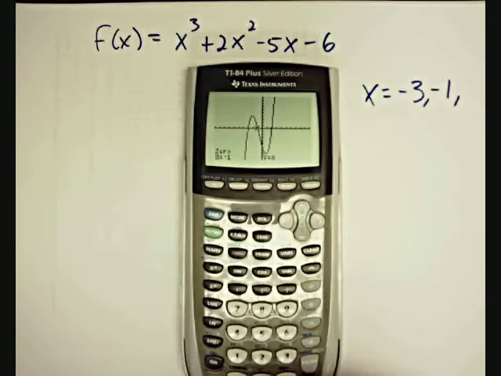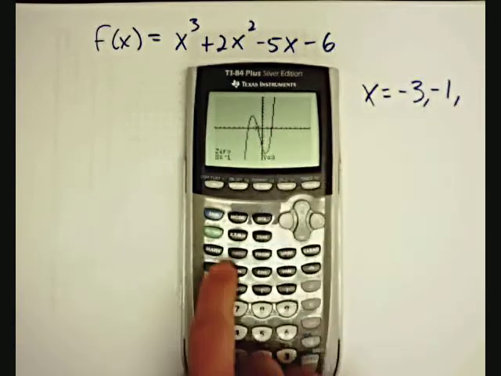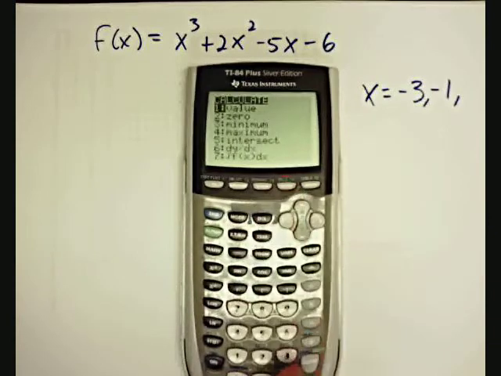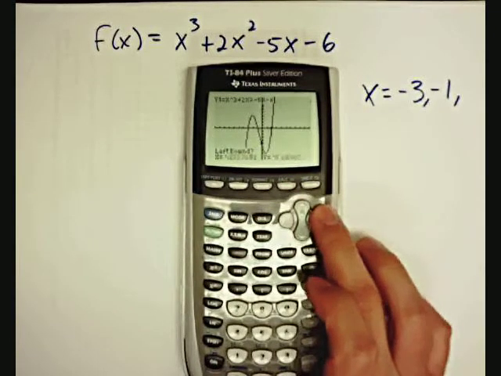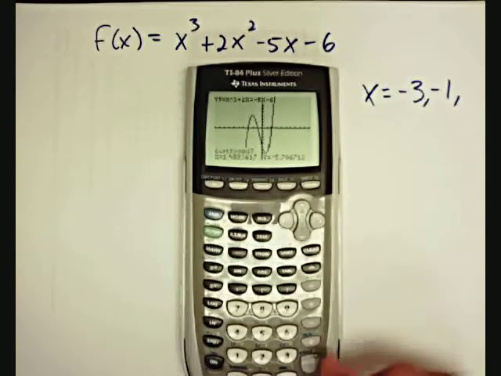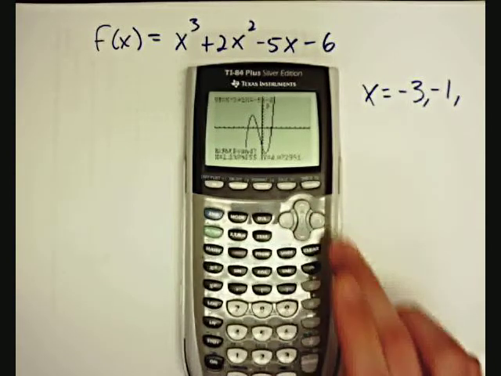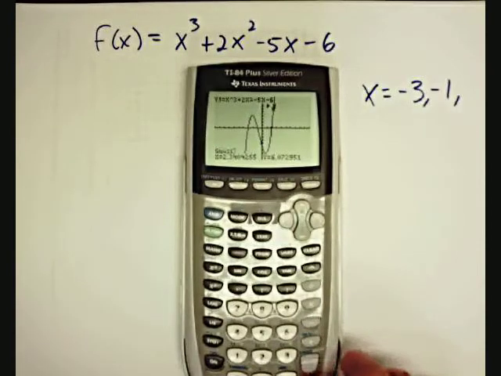And our last x-intercept right here: calculate, number 2, a 0, left bound anywhere down here, right bound up here. And we get x equals 2.